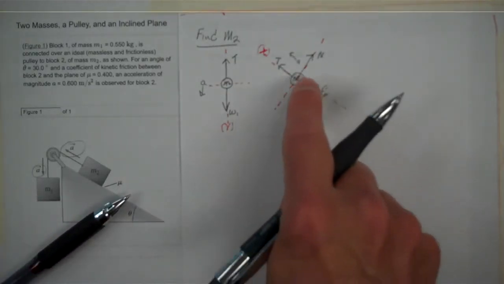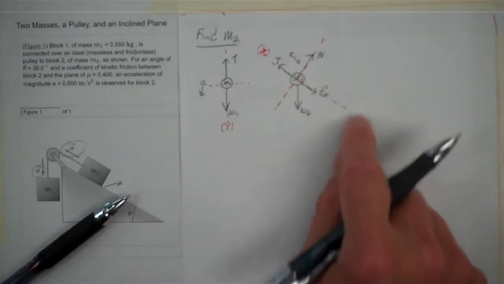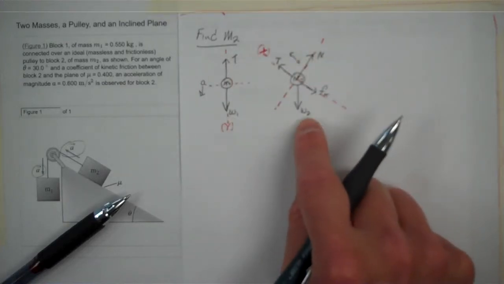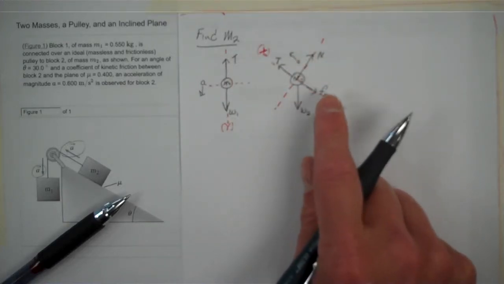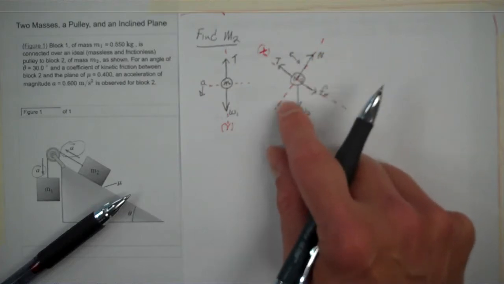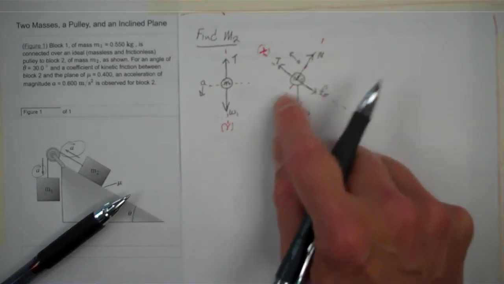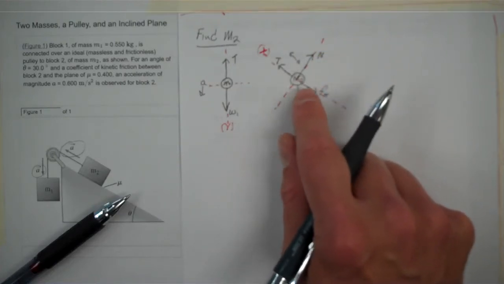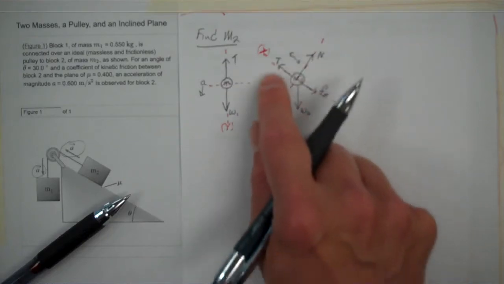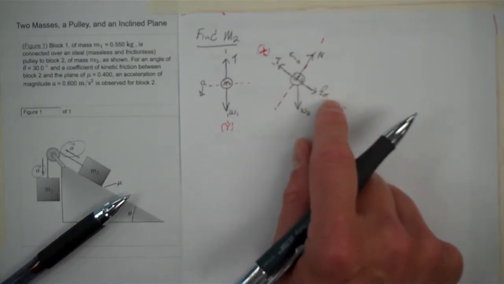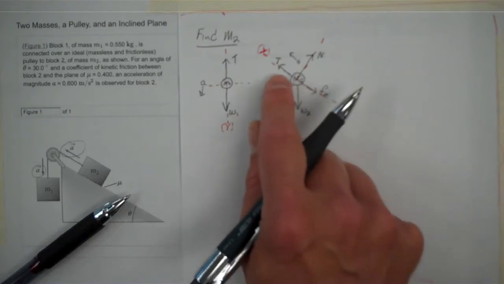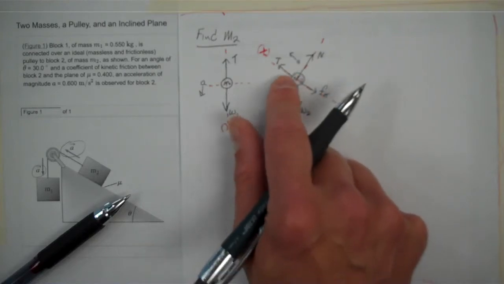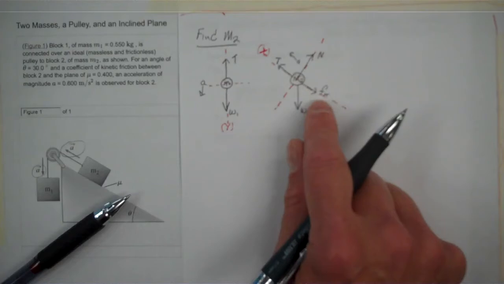All right, I want to find this M2. Now looking through here, weight, that depends on M2, don't know it. This normal force is going to probably depend on M2. On this weight, don't know it. So I don't know much over here at all. The friction depends on the m, don't know it. The tension, don't know the tension. Can't find much over here.